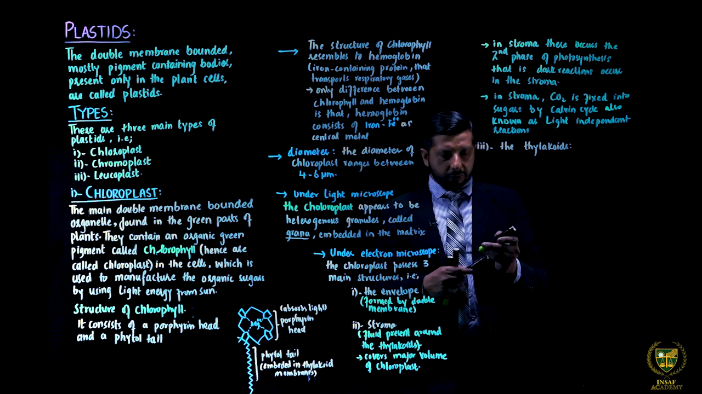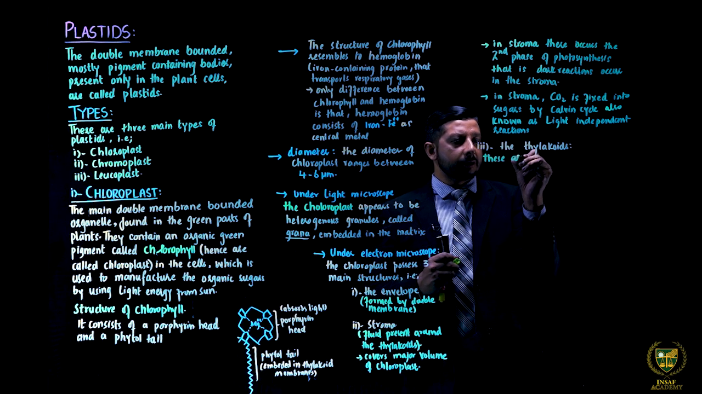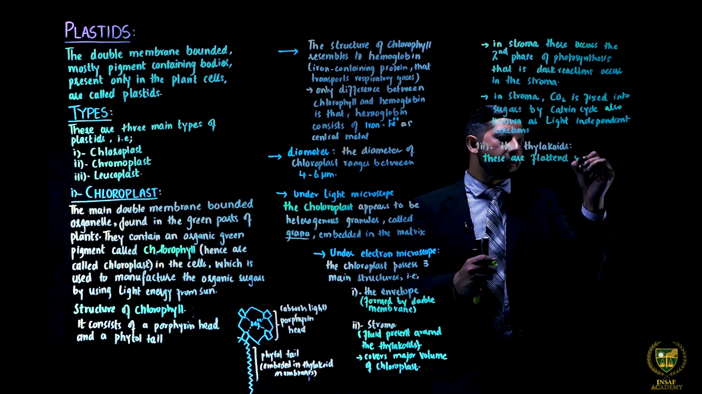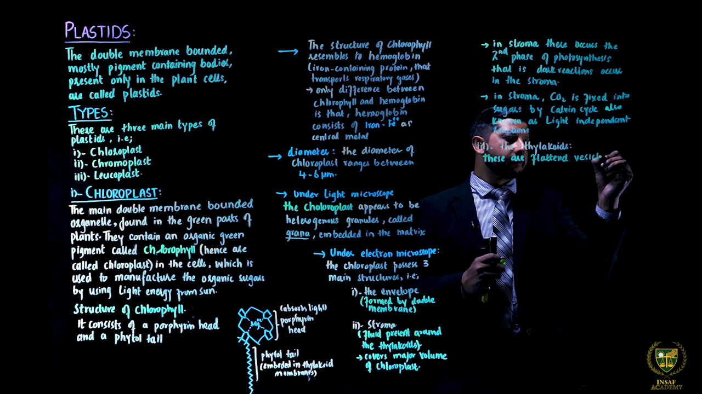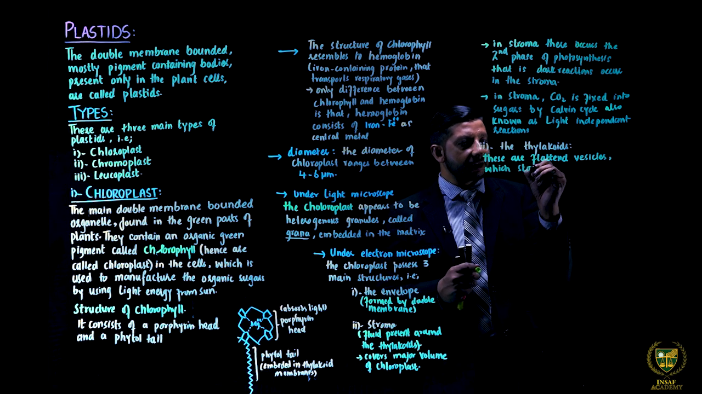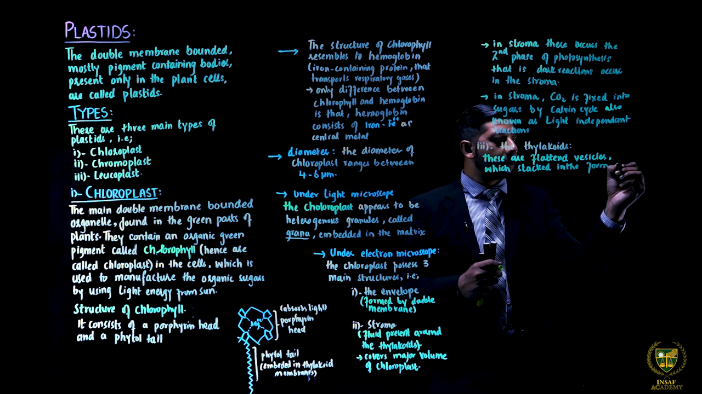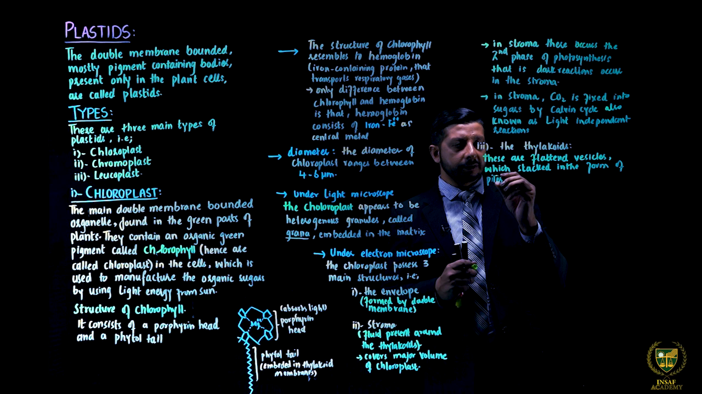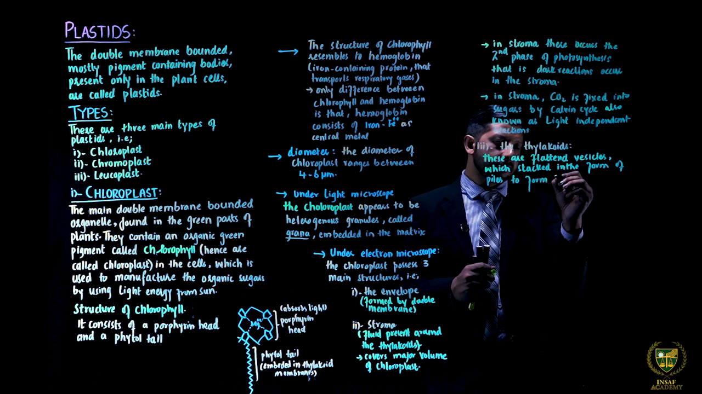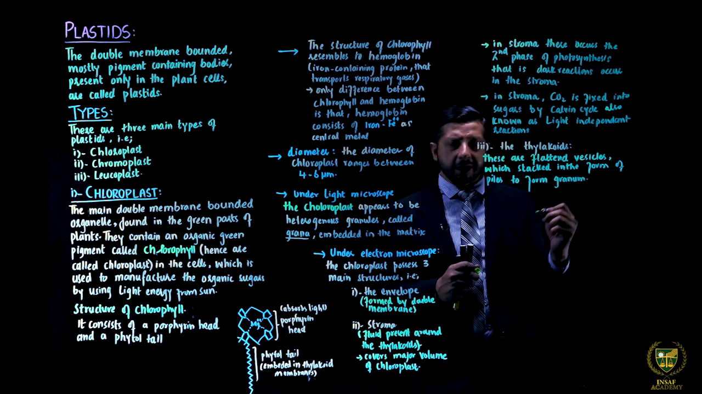Clear? So what are thylakoids? These are flattened vesicles which are stacked in the form of piles to form grana or granum, singular, and grana is plural.